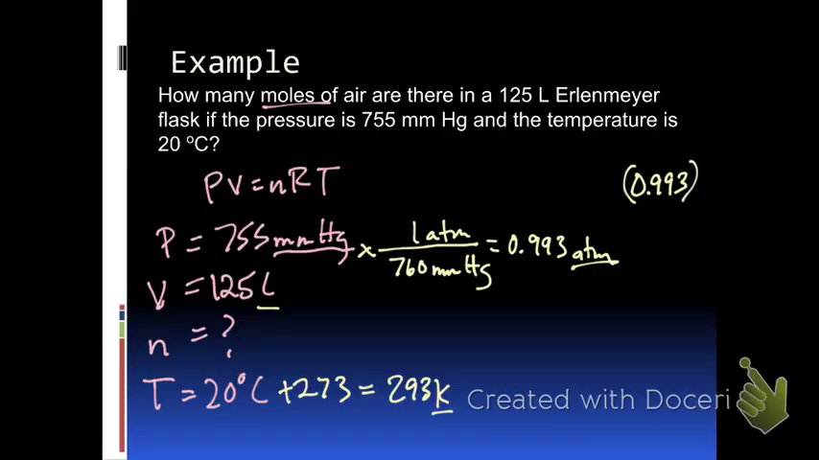0.993 times 125 equals n times 0.0821, and I'm going to throw in 293. That's just all multiplied together, okay? And so what I'll get is 0.993 times 125, and divide that.